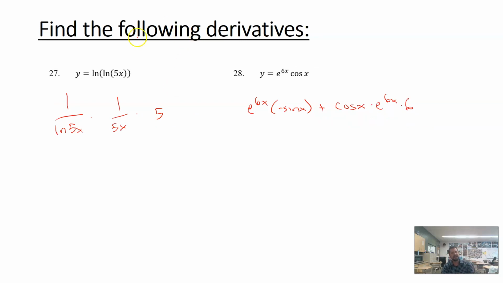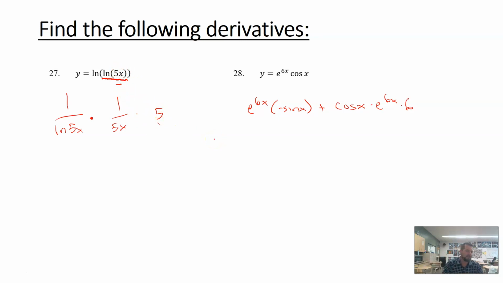27, you'll notice, again, is the ln of the ln of 5x, so I had to go 1 divided by whatever I'm taking the ln of. Then I multiply that by the derivative of the ln of 5x. So it's like a chain rule inside of a chain rule. The derivative of ln of 5x is 1 divided by 5x, and then we have to multiply by the derivative of what we took the ln of, so that's where that 5 comes from.